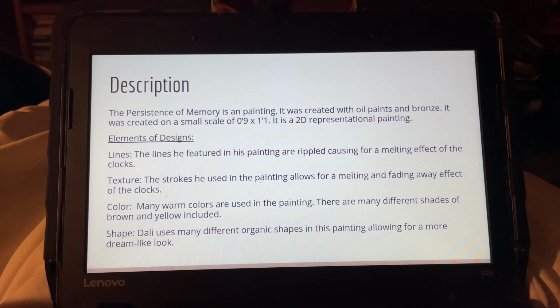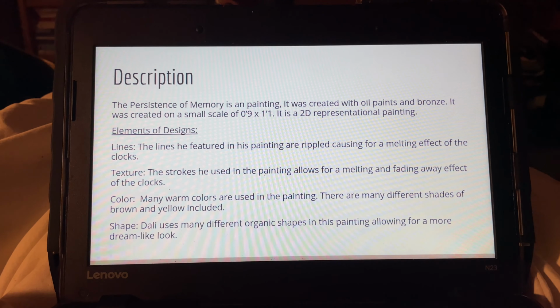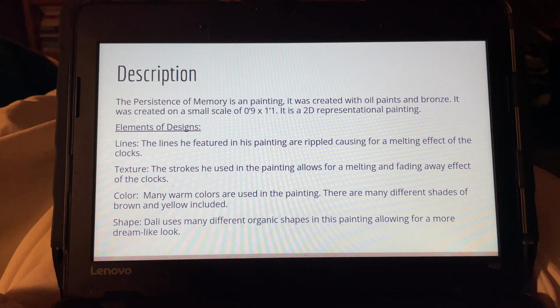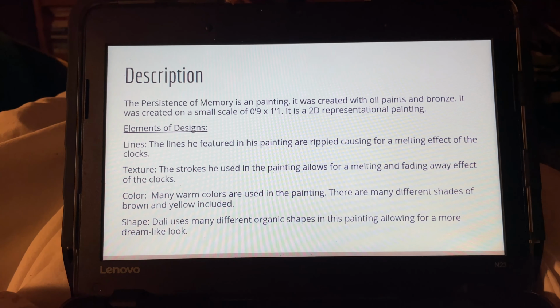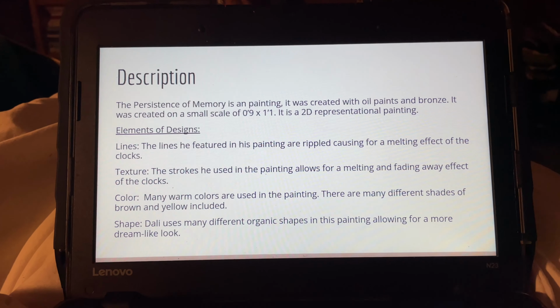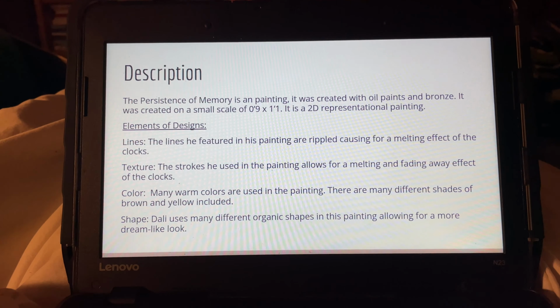And the elements of design that can be found in this painting are lines, texture, color, and shape. The lines that are featured in the painting are rippled and cause a melting effect of the clocks, making them look like they're disappearing. And in the texture, the strokes he used in the painting allow for a melting and fading away effect of the clocks too.